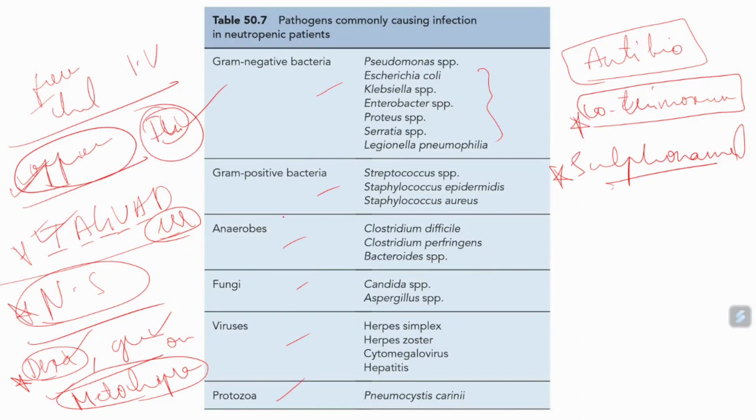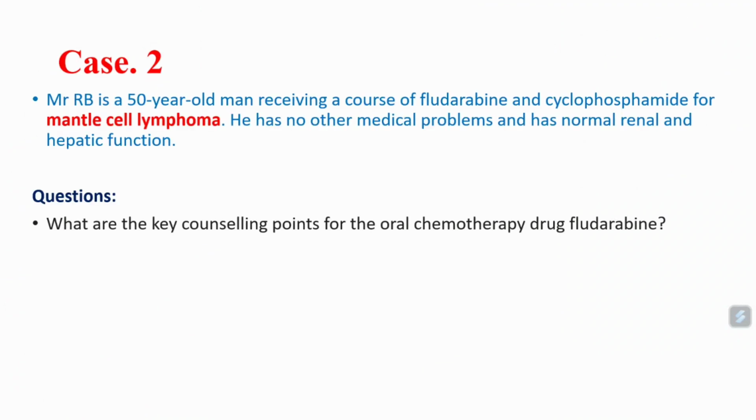And for opportunistic infections, according to guidelines, cotrimoxazole can be given, but it depends on the patient's microbial infection. Based on that, we can also go with the specific antibiotic. And for fever and all, analgesics and antipyretics we can go. So these are important points about fludarabine. I think everything about fludarabine we have discussed.